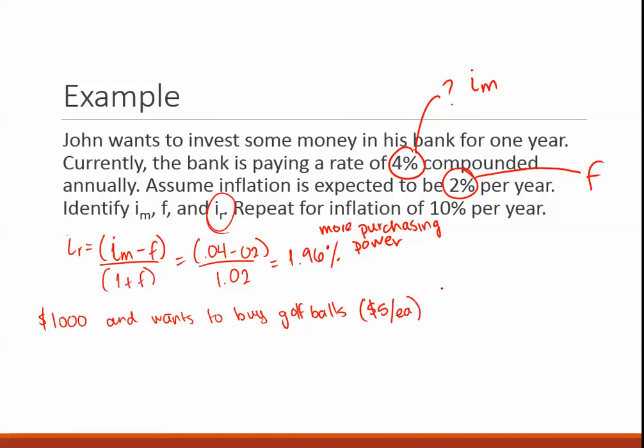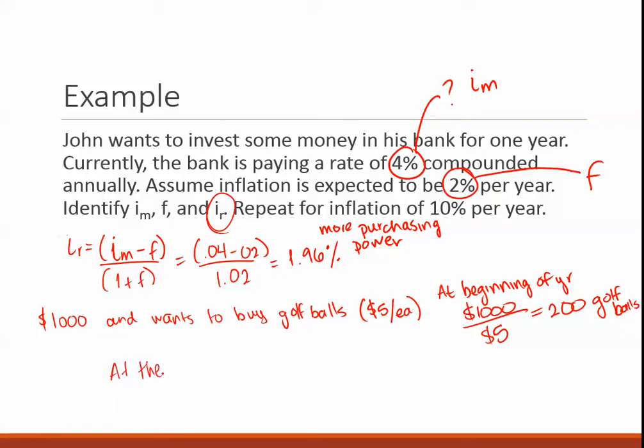Then at the beginning of the year, with his $1,000, at $5 a piece, he's going to be able to buy 200 golf balls. Now, what happens at the end of the year? At the end of the year, well, that $1,000 is going to get some interest.